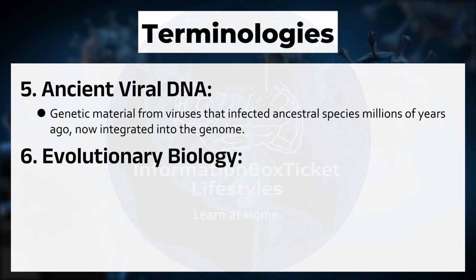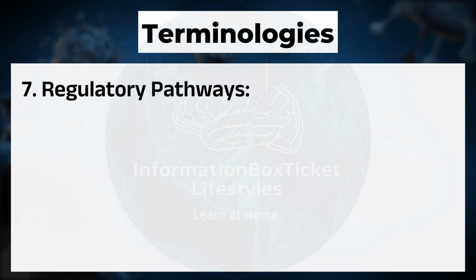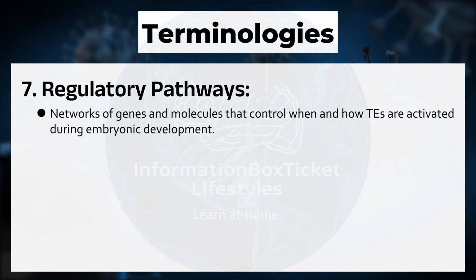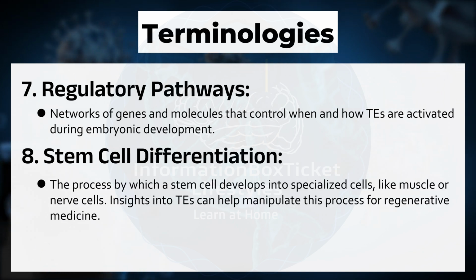Sixth, evolutionary biology: the study of how species evolve over time. Comparing TEs across mammals reveals shared regulatory mechanisms and evolutionary pathways. Seventh, regulatory pathways: networks of genes and molecules that control when and how TEs are activated during embryonic development. Eighth, stem cell differentiation: the process by which a stem cell develops into specialized cells, like muscle or nerve cells. Insights into TEs can help manipulate this process for regenerative medicine.